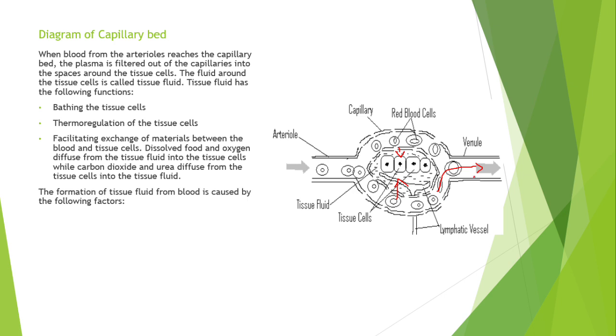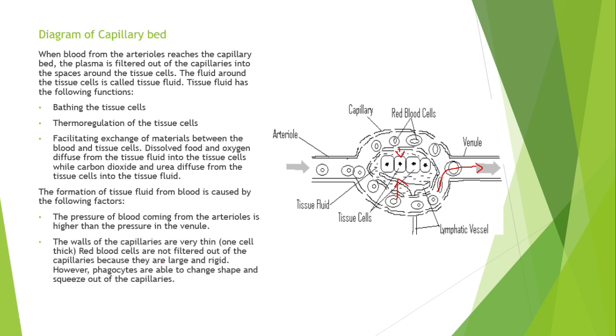All right. Now, the formation of tissue fluid from blood is caused by the following factors. The formation of this fluid is caused by the following factors. The pressure of blood coming from the arteries is higher than the pressure in the venule, because remember, this is a vein, this is an artery. The vein transports blood under low pressure. So this will cause the formation of this fluid, because the pressure of blood coming from the arteries is higher than the pressure in the venule.